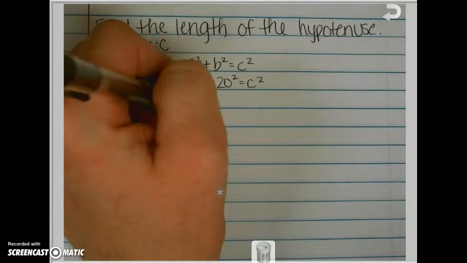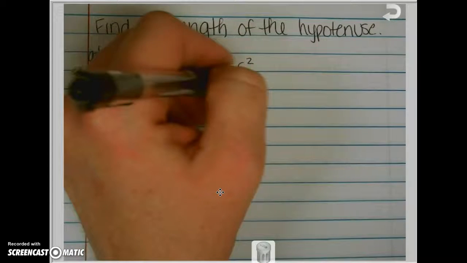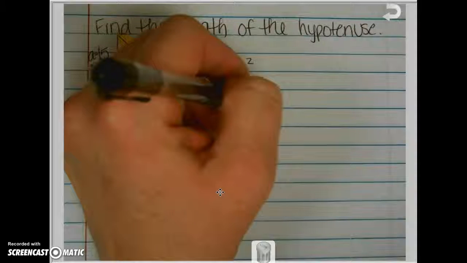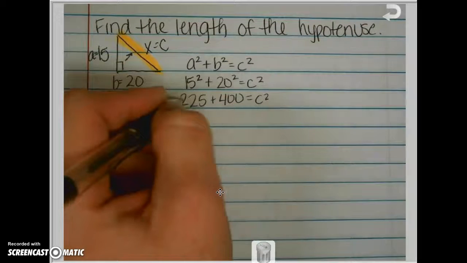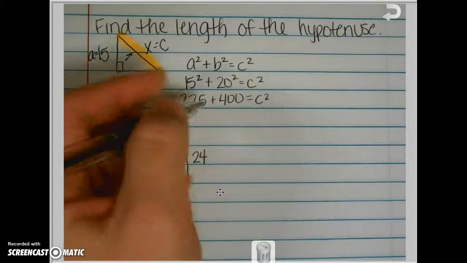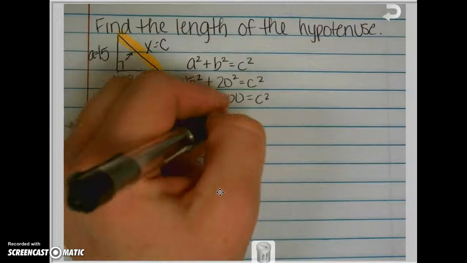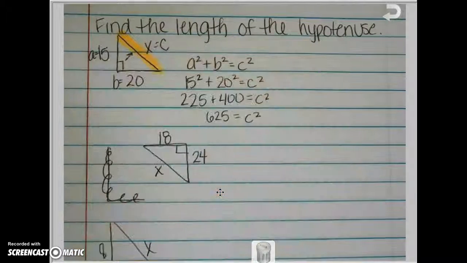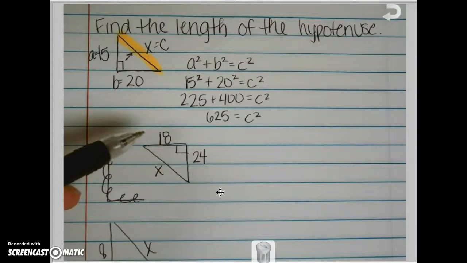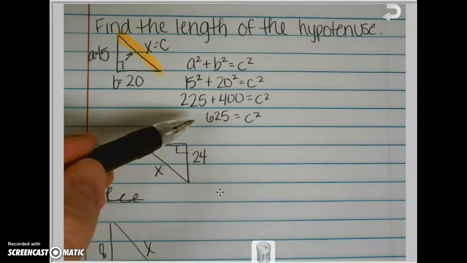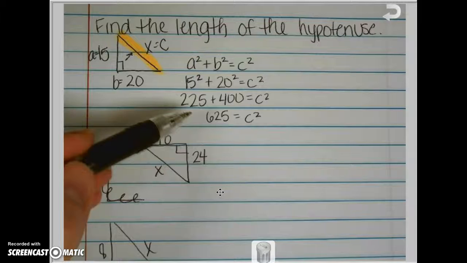15 squared is 225, 20 squared is 400, and that's going to equal C squared. So when I add 225 plus 400, I get 625. That is equal to C squared. We want to find C. So 625 would represent the area. Remember when we talked about the area of the squares in class?